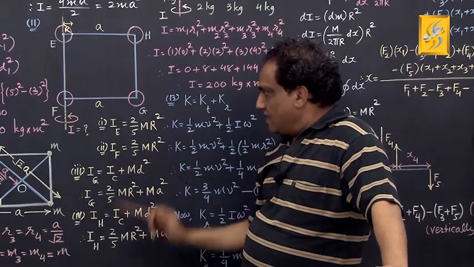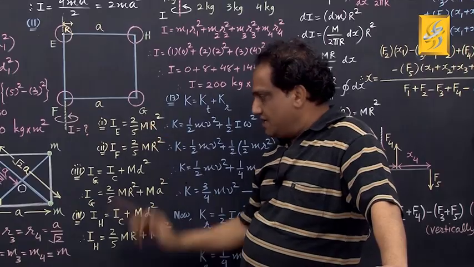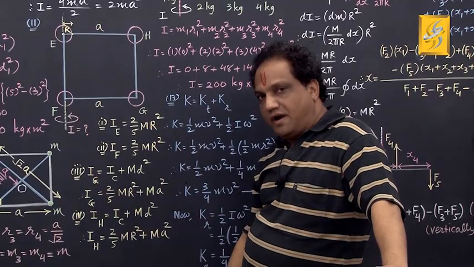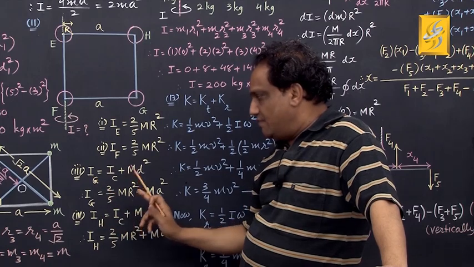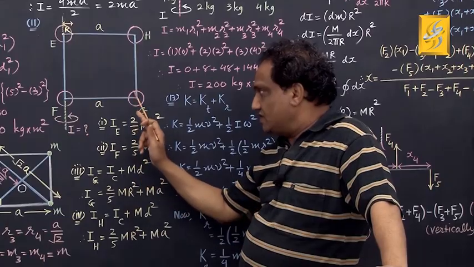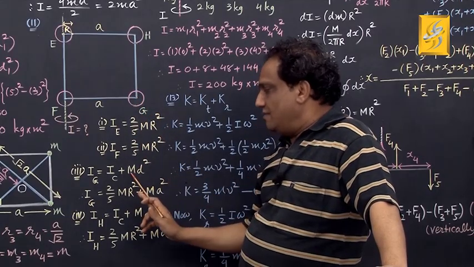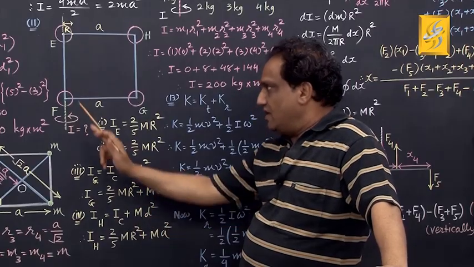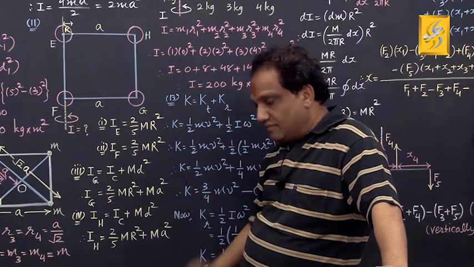Now tell me, for this sphere, say the sphere located at point G, if the moment of inertia is IG, then according to the parallel axis theorem, IG equals IC plus md square, where IC is the moment of inertia of this sphere about an axis passing through its diameter, and m is its mass, d is the perpendicular distance between these axes which are parallel.